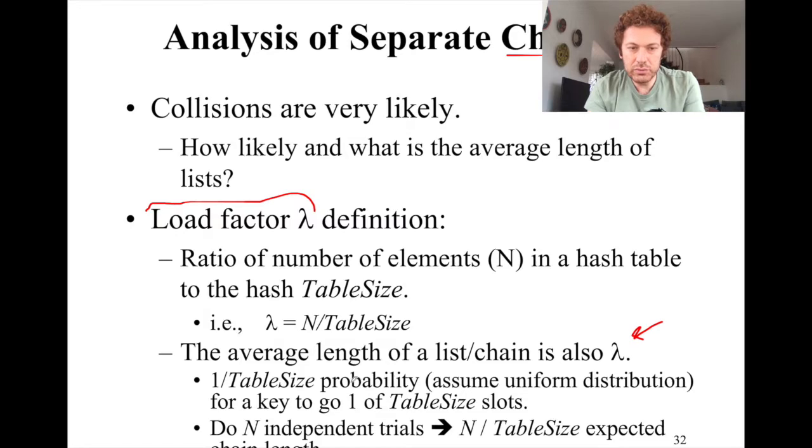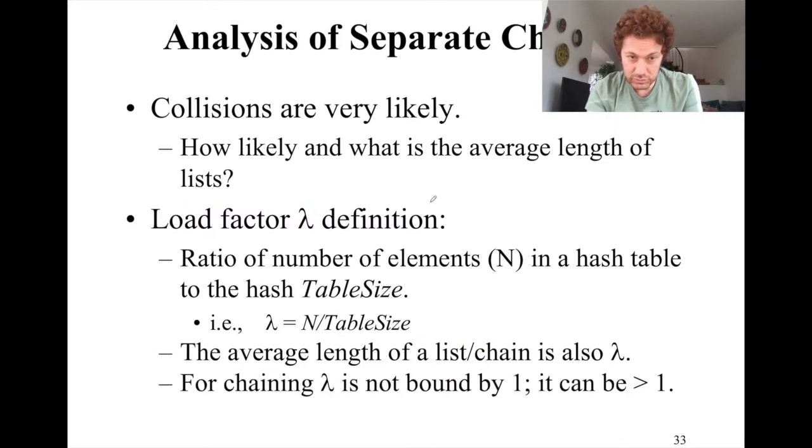there is a one over table size probability for a key to go to one of these table size slots, okay, and I will do it n times, with independent trials and independent values, so n over table size of them will go to one particular list. Another way to think about this is I have n over table size, let's call it m, so this is for one slot. I have m such slots. So when you add m of them, in the end, the m's go away. I will have n items. Okay. So this is another way to understand that lambda, or n over m, is the size of the linked list. And this is very crucial information.